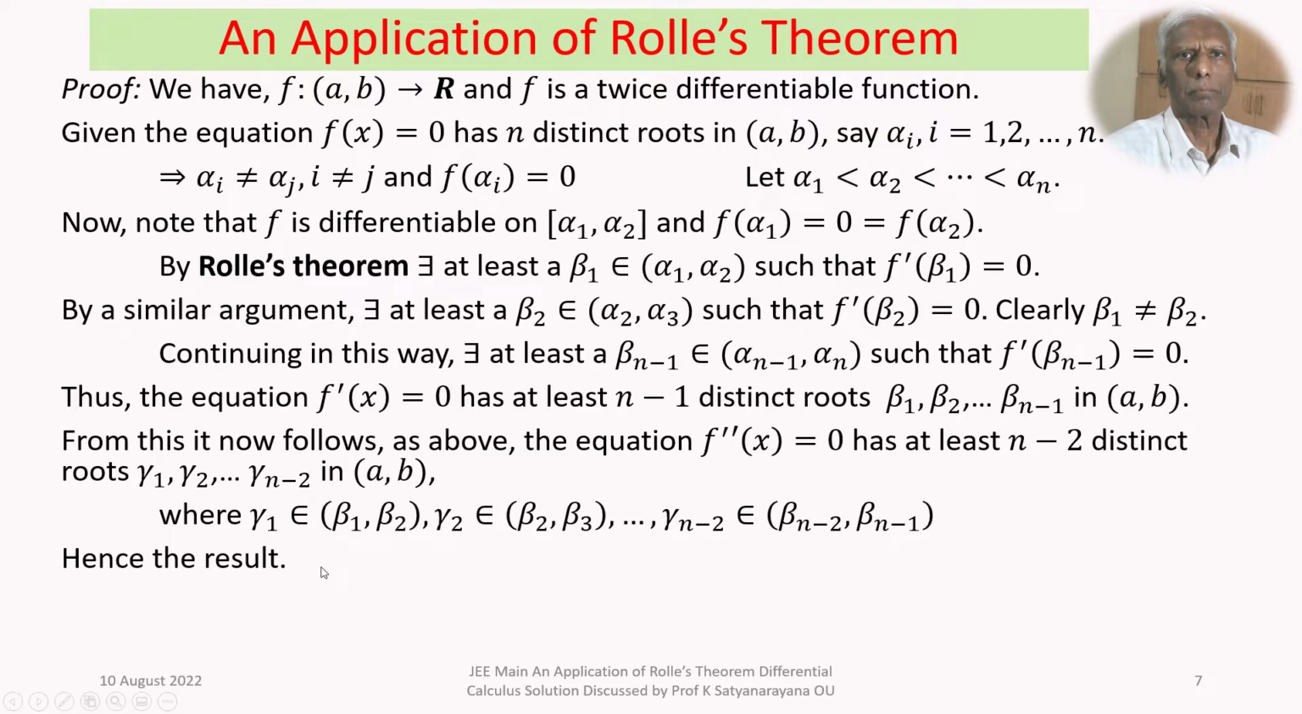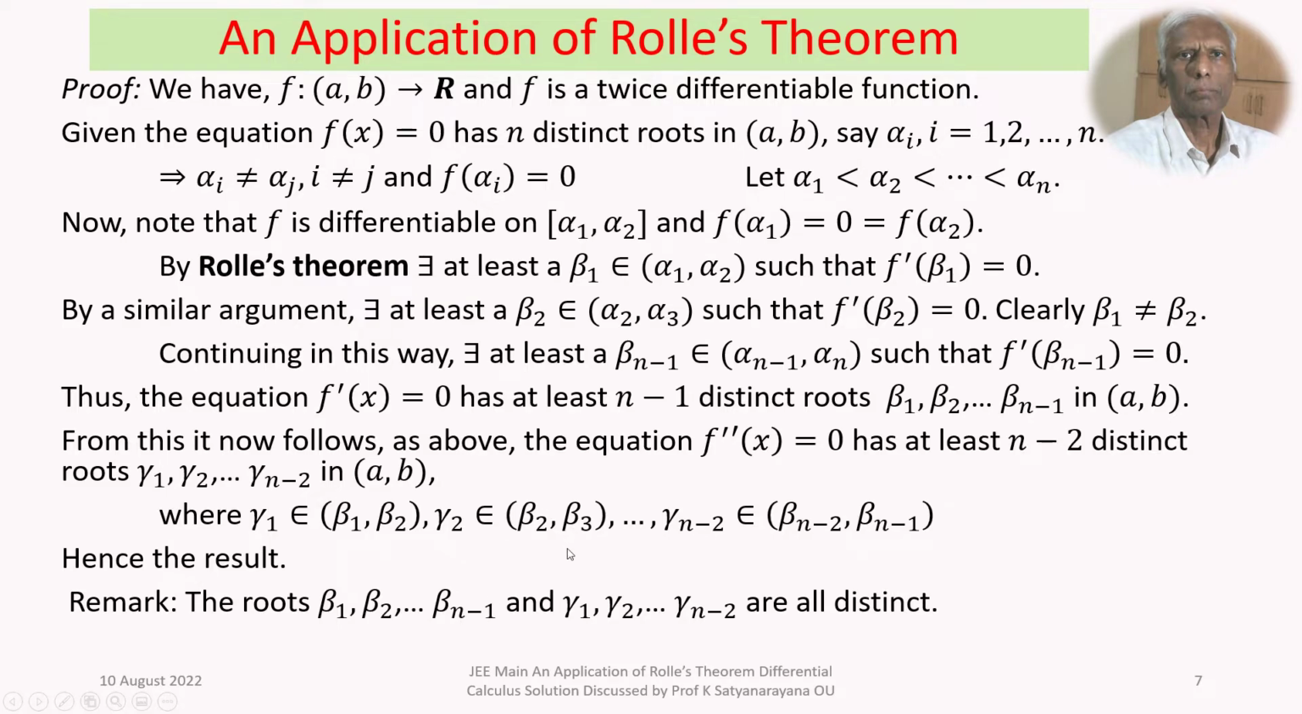So hence the result. Thus we have proved there will be at least n minus 1 roots for the equation f prime x is equal to 0, and at least n minus 2 roots for the equation f double prime x is equal to 0. Note down that these roots beta 1, beta 2, up to beta n minus 1, and gamma 1, gamma 2, up to gamma n minus 2, are all distinct. That is the detailed proof of that result, and that result is very, very important.